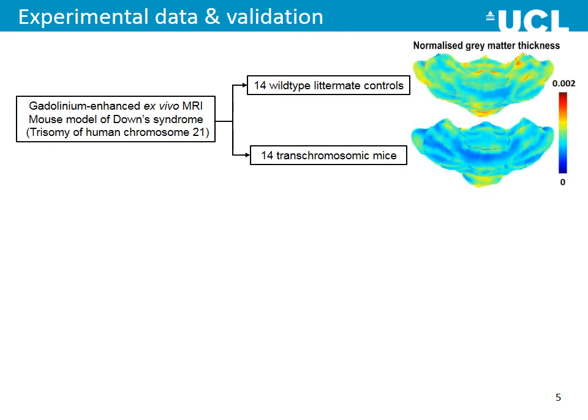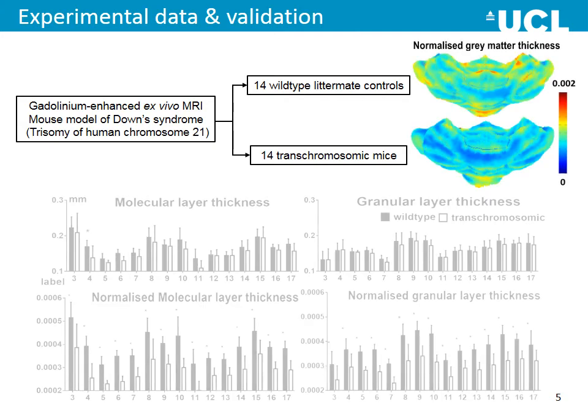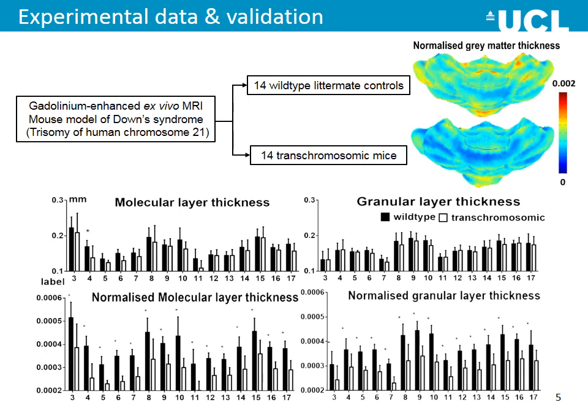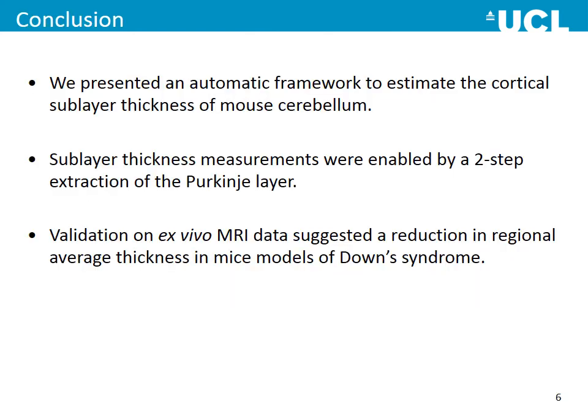Both the voxel-wise thickness map and the regional average thickness show that the transchromosomic group have thinner gray matter thickness as well as sublayer thicknesses. The difference becomes significant after normalizing to the total intracranial volume. As a validation, these results agree with findings from previous studies.